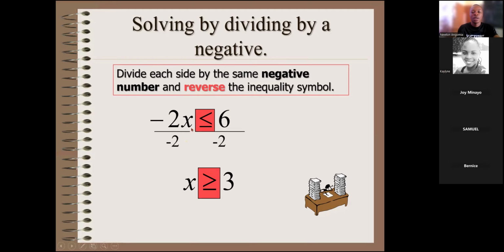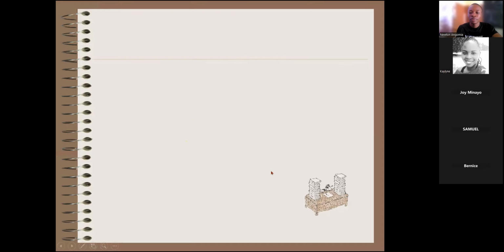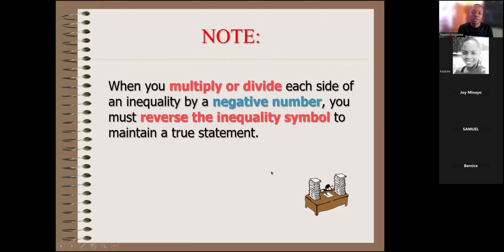That's what has happened here. You've seen that negative 2x is less than or equal to 6. When we divide both sides by negative 2, we have to say x is greater than or equal to negative 3. Good. So that is what we needed to note. And that marks our first half of the lesson.